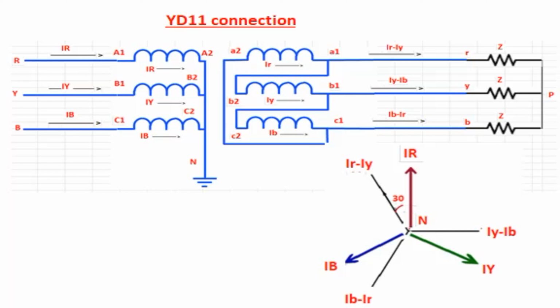Star side, delta side current vector is shown here. Delta side current is leading by 30 degrees with respect to star side current. We call this 11 o'clock. So we call this YD11.